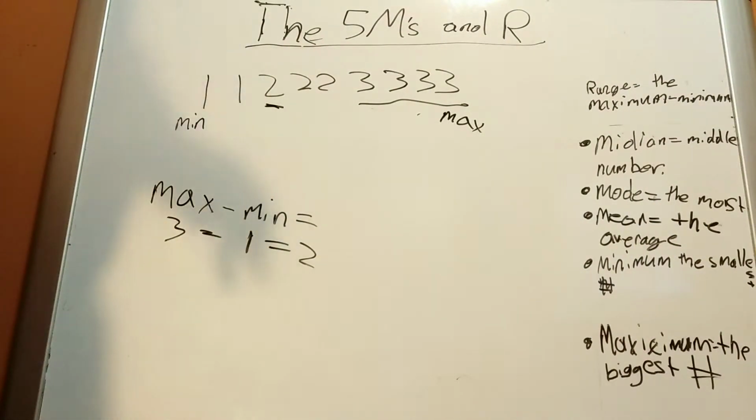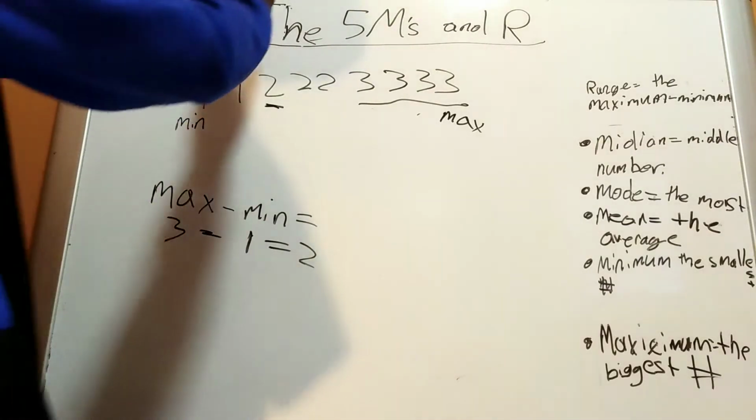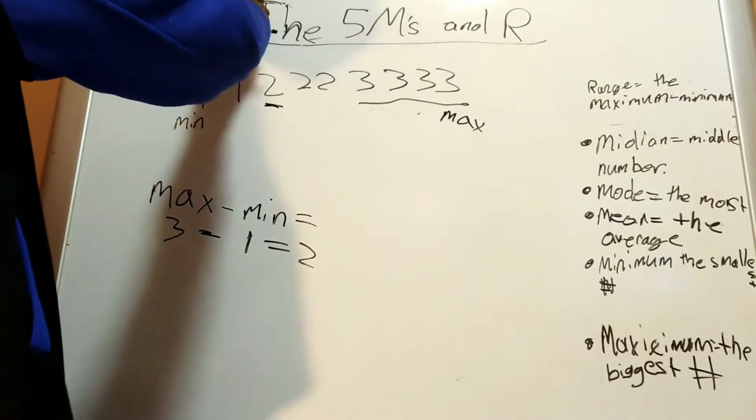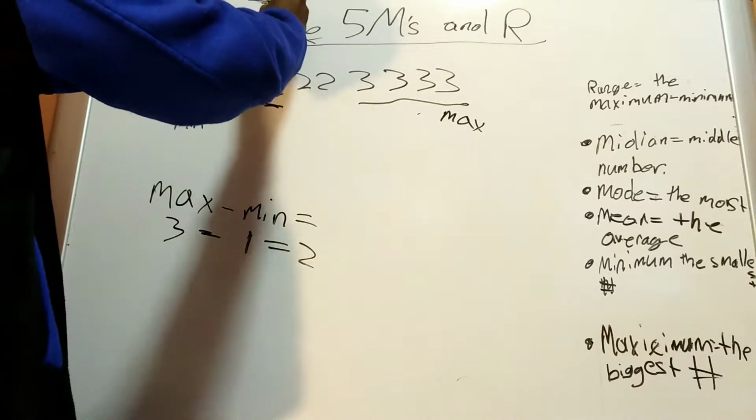My name is Jordan, and today we'll be talking about the five M's and R, or how they're rightfully spelled: maximum, minimum, median, mode, mean, and range. But like I said, the five M's and R is a lot easier than saying all of that all the time.